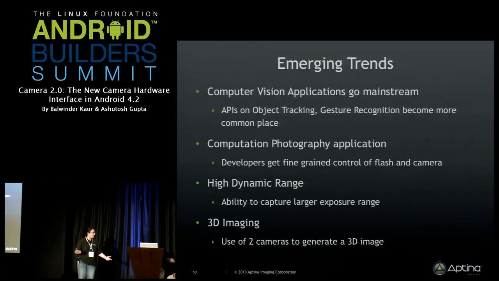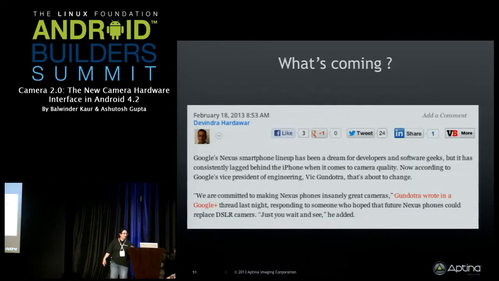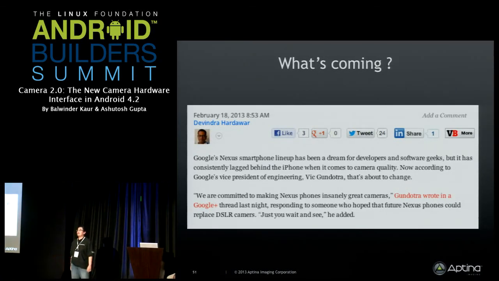And I did mention this. This was something that I found this morning, where the VP of Google, Vic Gundotra, mentioned on Google Plus last night to beware, as the next Nexus will have an insanely great camera, just you wait and see. But what does it mean? I guess we'll just wait and see, because that's about as much information as I have. And we're ready to take any questions that you may have.